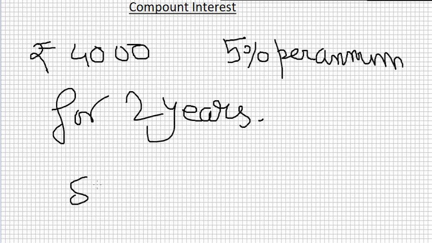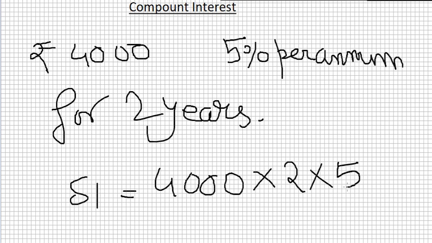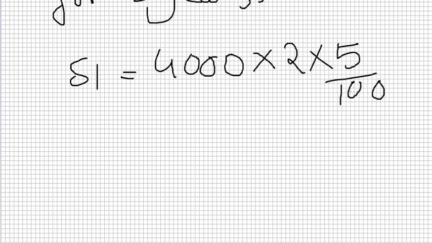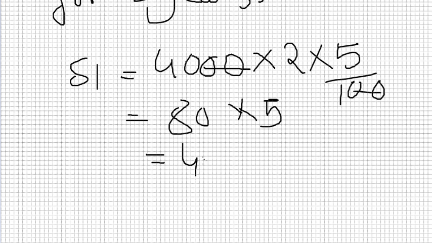Then SI equals 4000 multiplied by 2 years multiplied by 5 by 100. So what would be the answer here? This 0 will get cut off. Then 40 multiplied by 2, 80, multiplied by 5, which is 400. So 400 will be our SI, meaning simple interest.